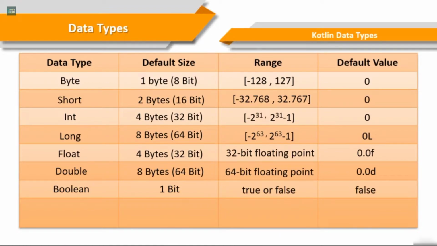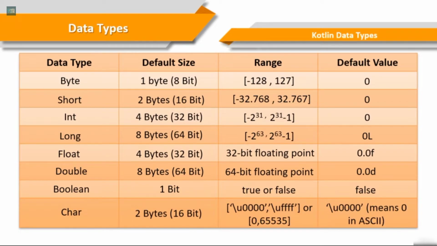Boolean data type will represent only one bit of information, either true or false. The char data type is a single 16-bit Unicode character.